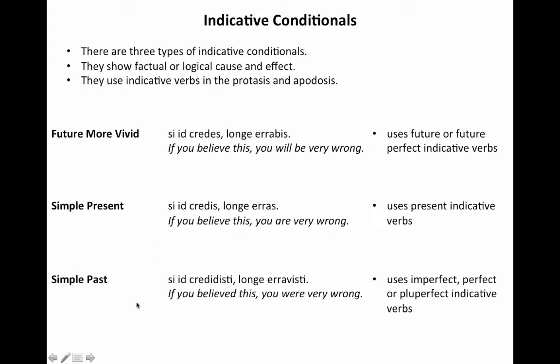And finally, the simple past uses the imperfect, perfect, or pluperfect indicative on either side and shows, again, a logical conclusion. If you believed this, you were wrong. With all of these, there's no doubt involved. The first thing happens, and then the next thing happens.